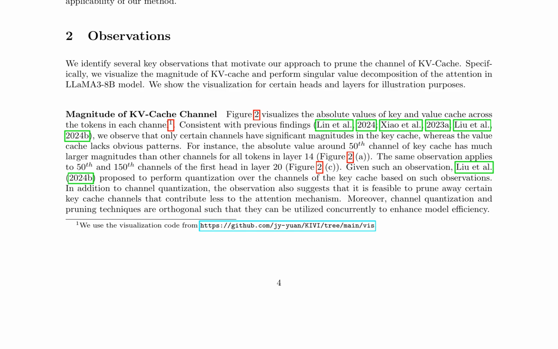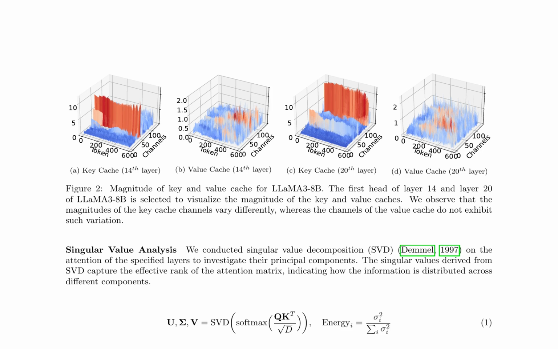The paper discusses the optimization of key-value (KV) caches in large language models, focusing on the magnitude of key and value caches for LLaMA3 8B. It is observed that the magnitudes of the key cache channels vary differently, whereas the channels of the value cache do not exhibit such variation. A singular value analysis is conducted to investigate the principal components of the attention matrix, revealing that only a few singular values exhibit high energy levels, suggesting a low-rank approximation can effectively capture the essential information in the key cache.